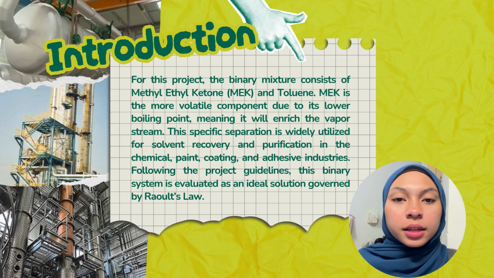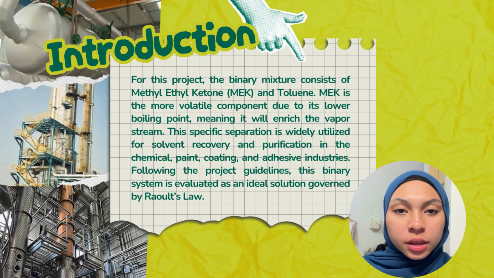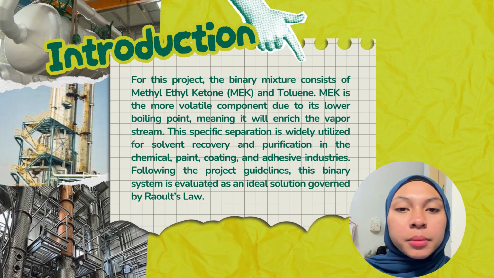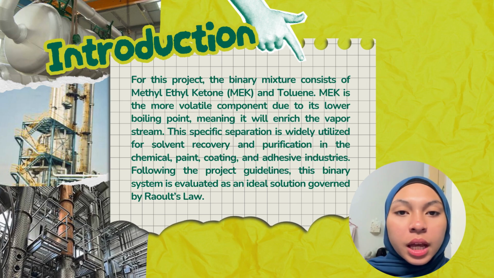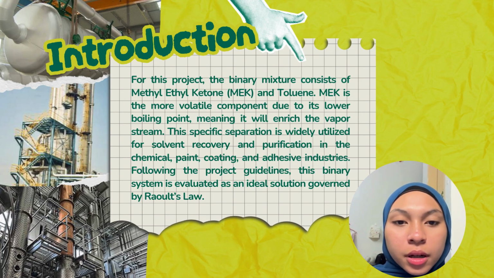For this project, the binary mixture consists of methyl ethyl ketone, MEK, and toluene. MEK is the more volatile component due to its lower boiling point, meaning it will enrich the vapor stream. This specific separation is widely utilized for solvent recovery and purification in the chemical, paint, coating, and adhesive industries. Following the project guidelines, this binary system is evaluated as an ideal solution governed by Raoult's law.